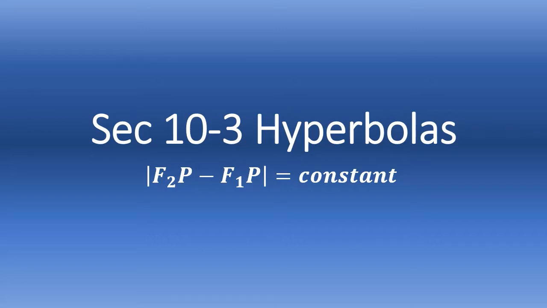So for a point on a hyperbola, we're still going to have two foci, but the distance from that point to one focus minus the distance from that point to the other focus, the absolute value of that difference, you can think of it as a distance, right? The difference of two things. So the absolute value of the difference of those distances will be constant. And we're going to play around with that in this little PowerPoint video.